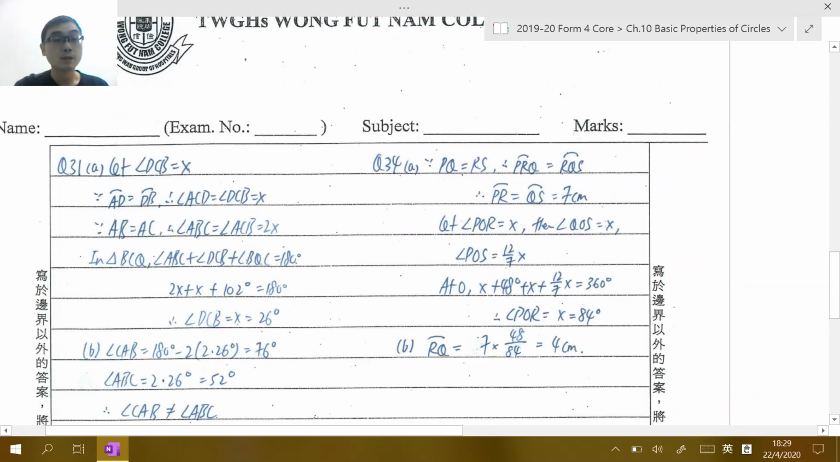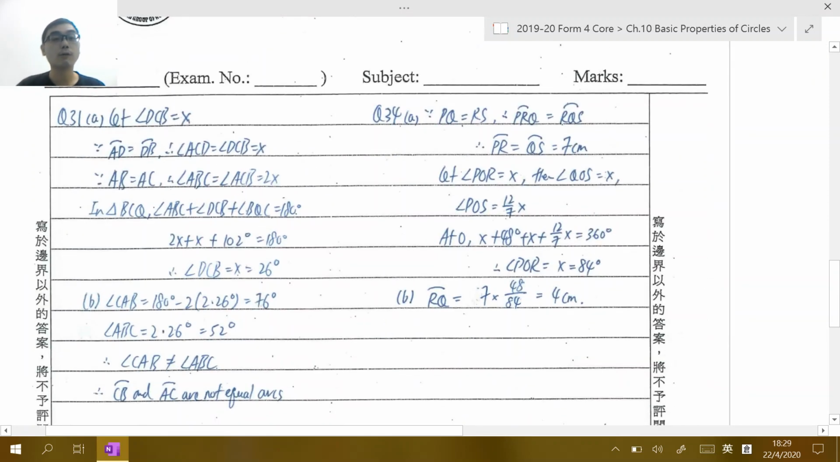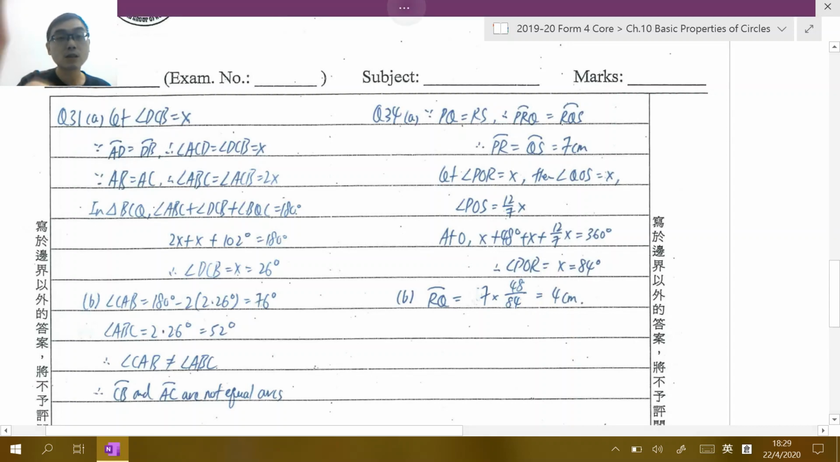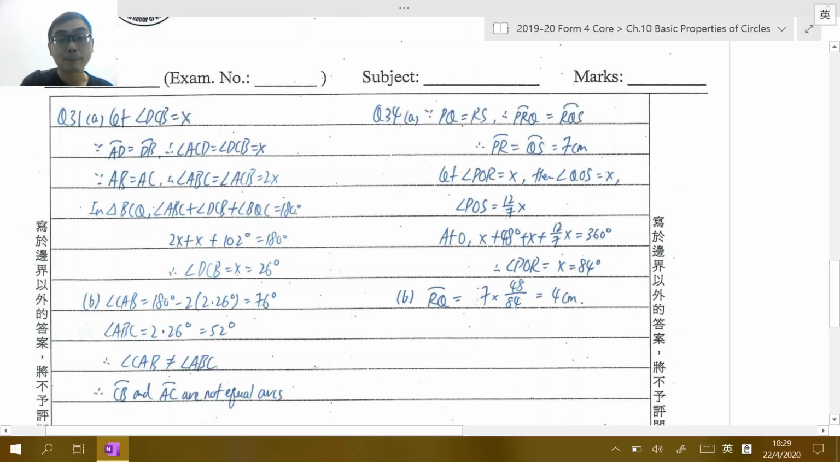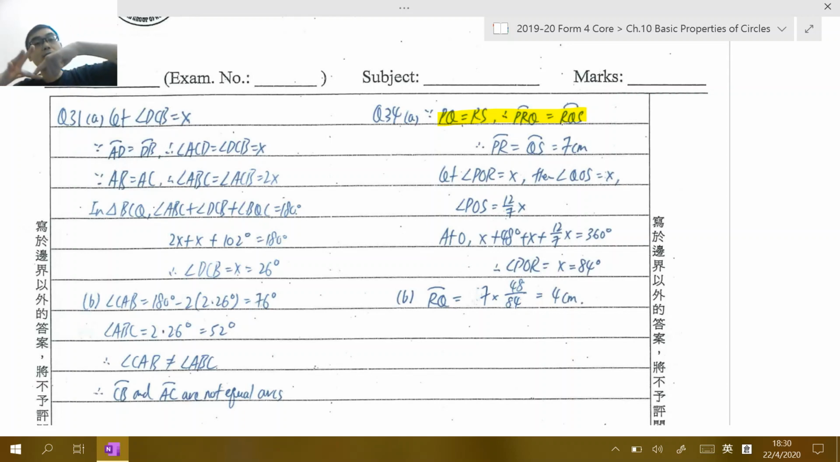For the other questions, like question 31, 34, I think you can read by yourself. But also remember a skill: if I have two chords equal, then you have the corresponding arcs equal. But sometimes the arcs may overlap. For example, in this question, PRQ is the overlapped region between two arcs. For example, one is here, another is here. So this middle part is overlapped. Then you can just take this part out to compare the separate parts. And also the two separate arcs should have the angles corresponding. So you can just say the separated arcs are equal, then the angles towards the center will also be equal.